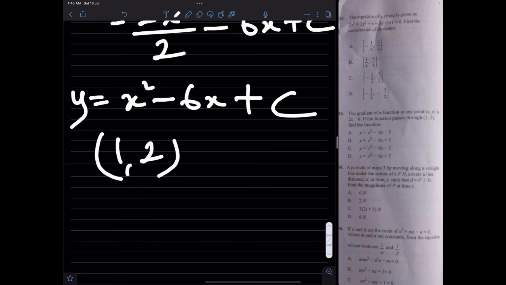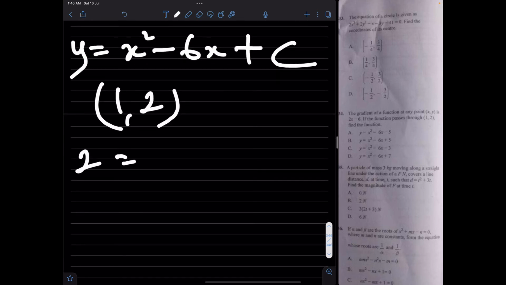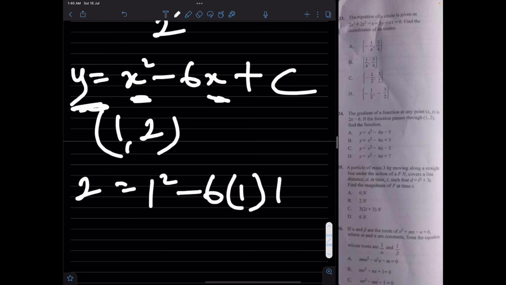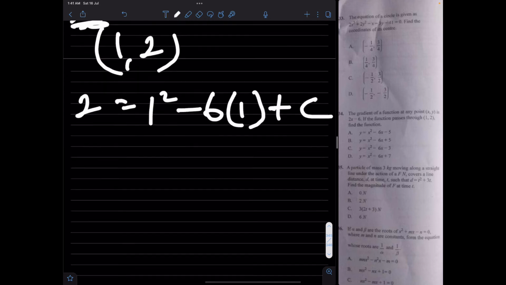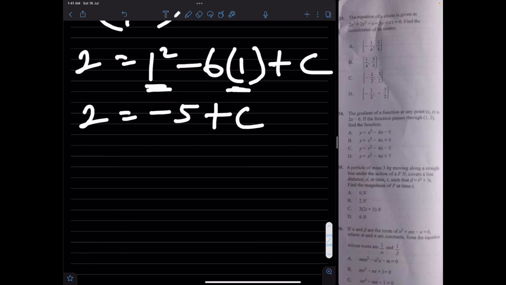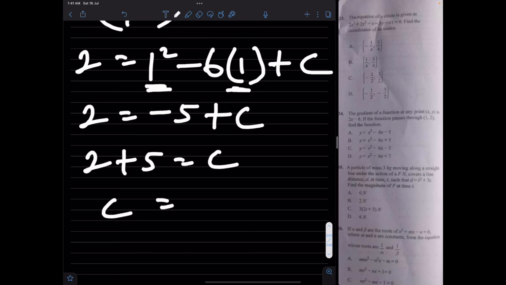We know that the function passes through the point (1, 2). That simply means 2 equals, we just put 2 wherever we see y and 1 wherever we see x in the function. So 2 equals 1 squared minus 6 times 1 plus c. That means 2 equals 1 minus 6, which is minus 5, plus c. And that simply means 2 plus 5 equals c, which means c equals 7.